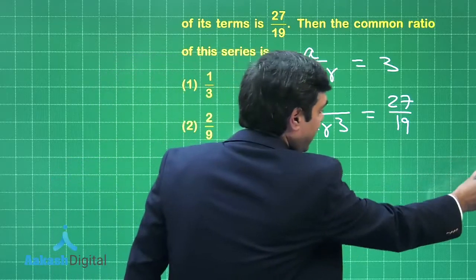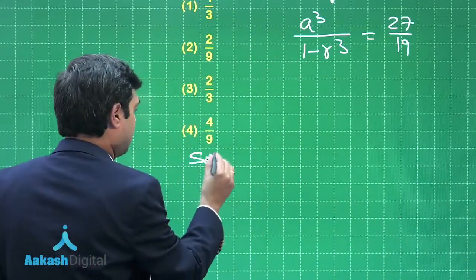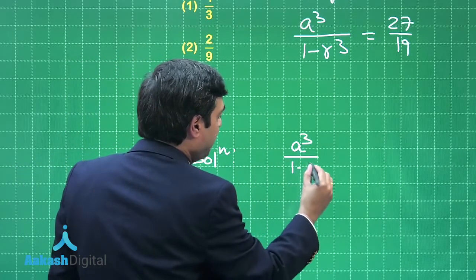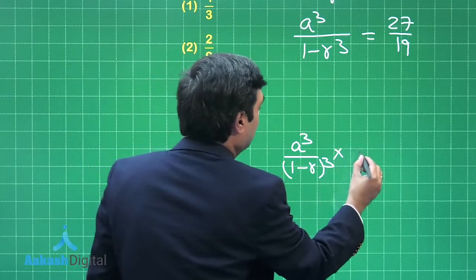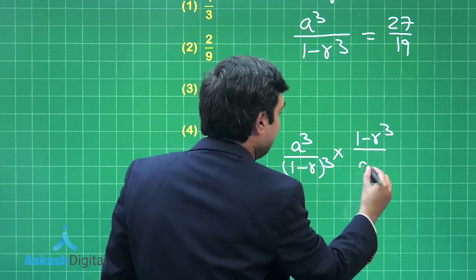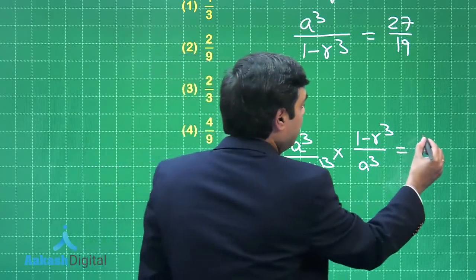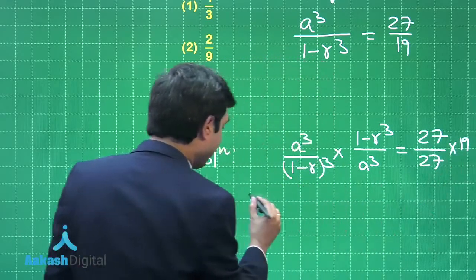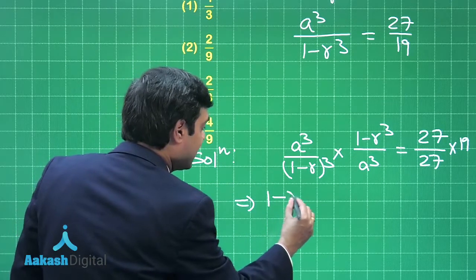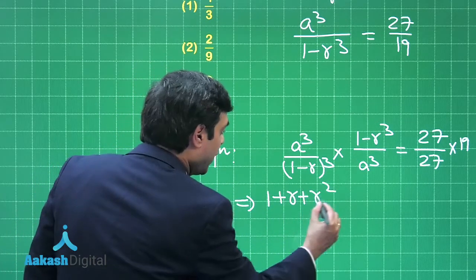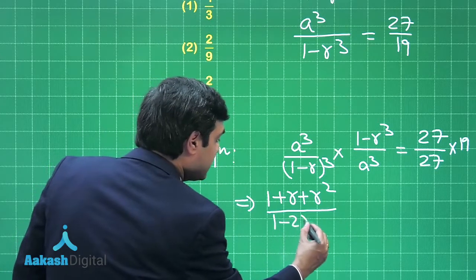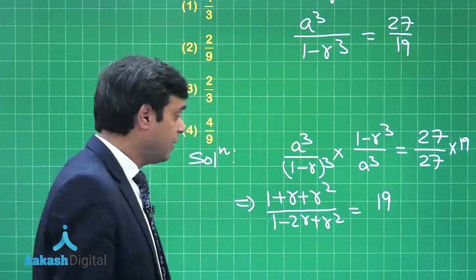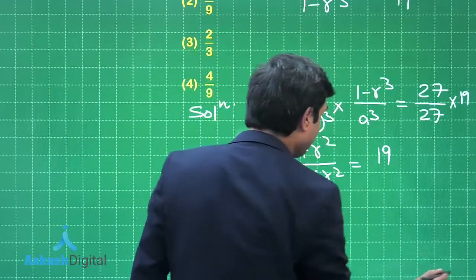So that gives you, let's write down the solution part here. We have a cube upon 1 minus r whole cube into 1 minus r cube upon a cube is equal to 27 divided by 27 by 19. So simplifying, we can see 1 plus r square upon 1 minus 2r plus r square is equal to 19. This is clear. Just cross multiply and simplify to get the value of r.